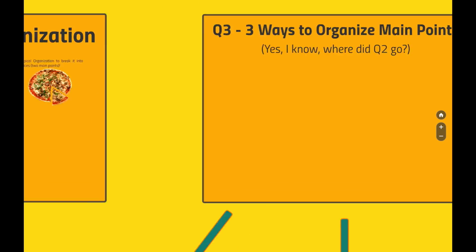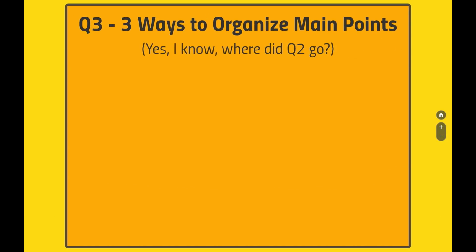All right, well, how do we do that? Well, that's where we get to question 3. I know, where did question 2 go? I don't know what I was thinking when I was making your course pack. For some reason, I went right from question 1 to question 3.